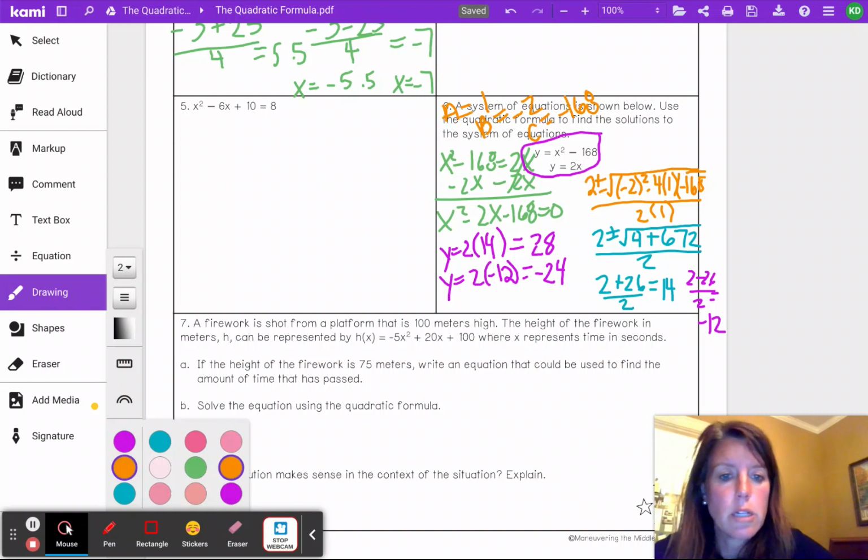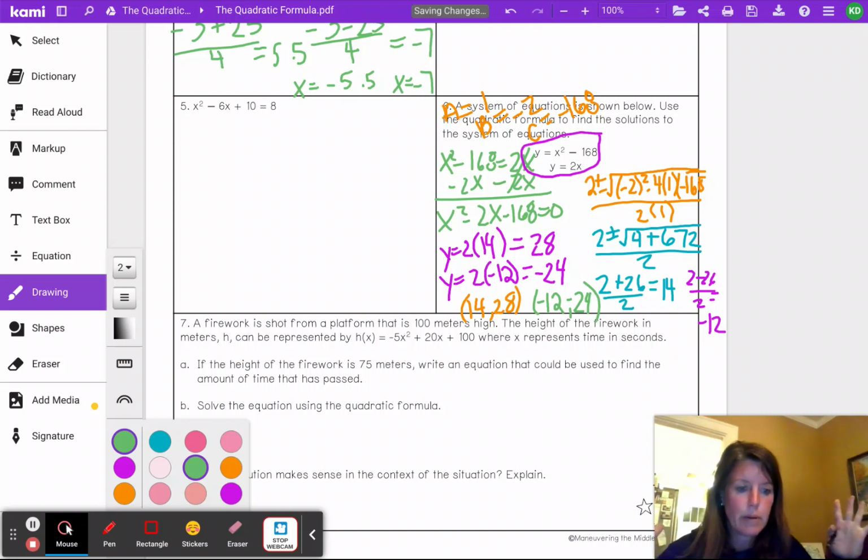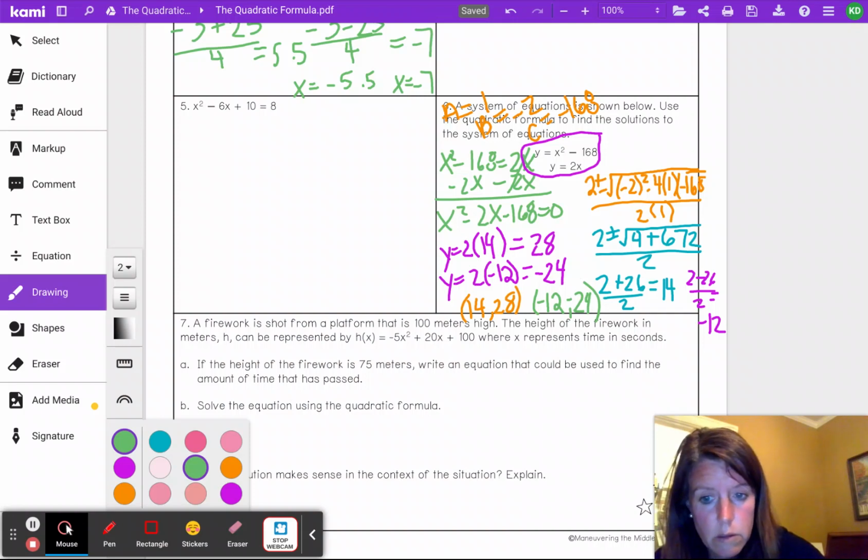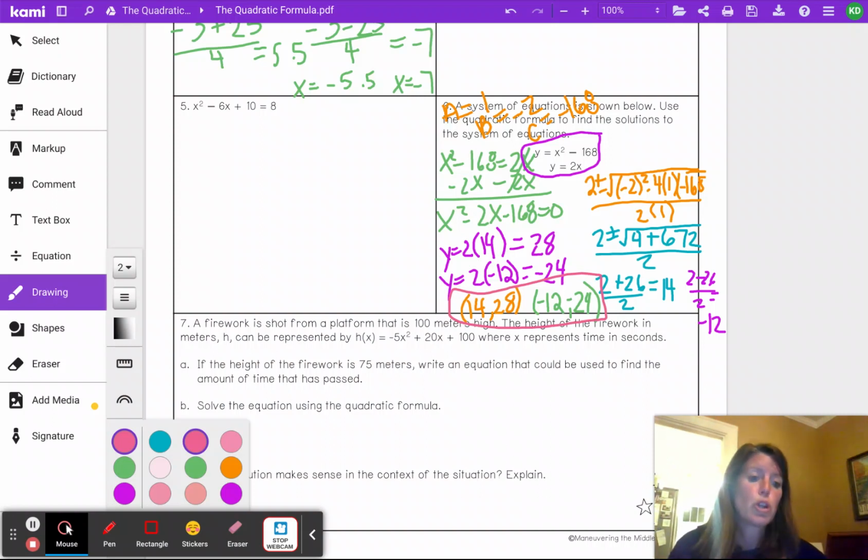So our ordered pairs would be, we put in 14 for our first one, so that's our input. Our output is 28. Our input for the next one was -12, and then our output was -24. There we go. I know that's a lot of work, but this is our answer. Because it's saying what are the solutions to the system. So we've got to give them our x and our y.